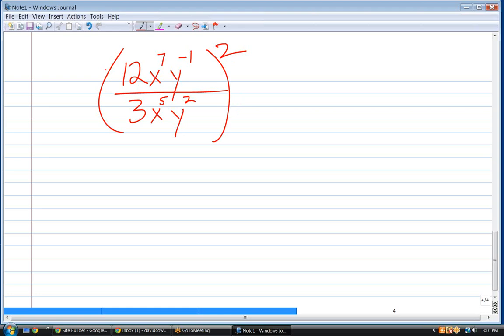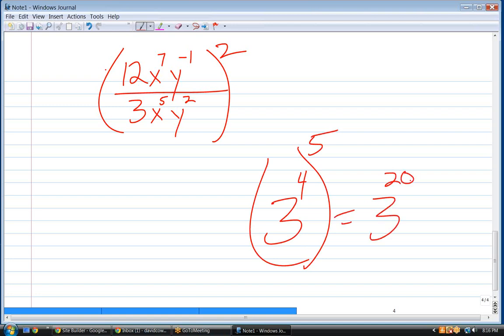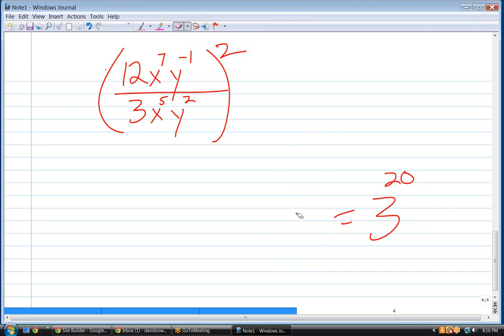What was the rule for that? When you're exponentiating, you multiply the exponents. In other words, if I have 3 to the 4th power all raised to the 5th power, that's going to be the same as 3 to the 20th power. That's what's going on up here. So, we have a couple of things we could do. First thing that makes the most sense is let's reduce this 12/3. So that would be 4.